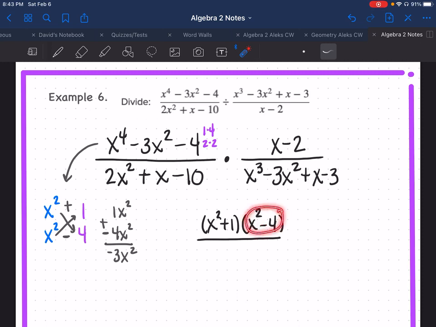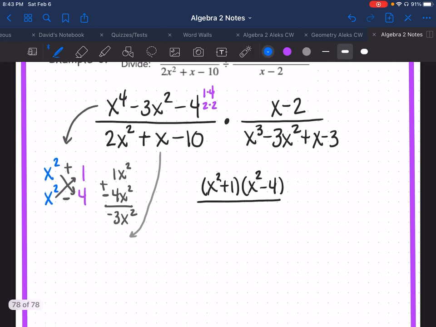This will actually factor more. This will factor into x plus 2 and x minus 2, because it is the difference of a perfect square. Let's go ahead and factor this polynomial. So let's bring it down here and let's factor this one.